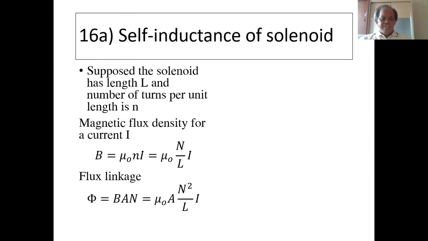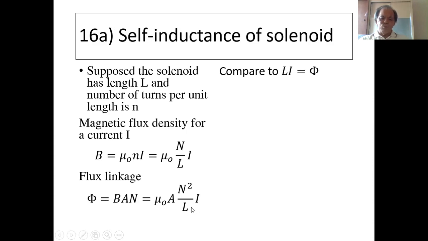Flux linkage is BAN. For B, I replace with mu naught, N, L here. A is still the same. There's an N here, so it's N squared over L, and then there's an I there. So now I've derived that equation for you.